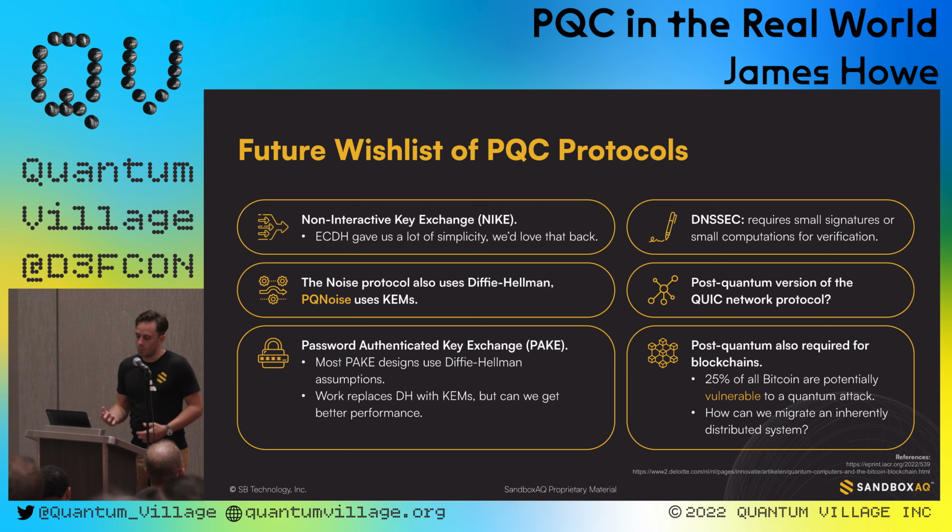So there's lots of open problems here, as well as using post-quantum in blockchains. There was a recent study that said 25% of all Bitcoin are potentially vulnerable to a quantum attack, which is a lot of money. So this needs to be addressed. Post-quantum needs to be integrated into this. And how you migrate to an inherently distributed system is a question that needs to be answered as well.